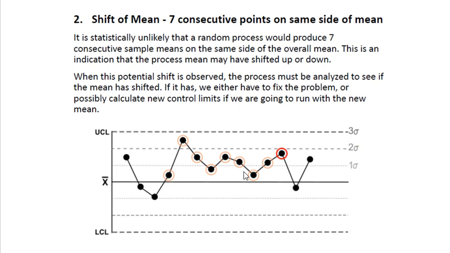And if it has, then we either have to fix the problem or possibly calculate new control limits. We have to decide whether we're going to run with a new mean or the same mean. Running with the same mean is possible, but this is not very good data, not a very good process. So you have to come up with a new mean, or analyze whether this mean is a bad mean, meaning it has shifted from where it's supposed to be. These are the things we do every time we observe 7 data points on the same side.